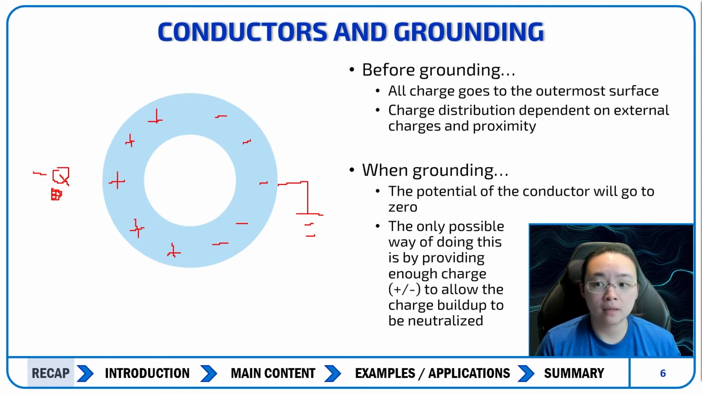When I ground something, the first thing we should understand is that the potential of the conductor will want to go to zero. The only possible way of doing this is by providing enough charge, whether it's providing more negative charge or taking away negative charge to make it positive, to allow the charge that has built up on the side to be neutralized. So this is a very negative charge on the right side, but the positive charges are still attracted to the left side. So when we're grounding the right side of the conductor, the only thing that's possible is for our negative charges to go into the ground.